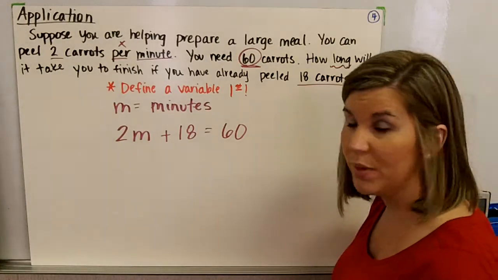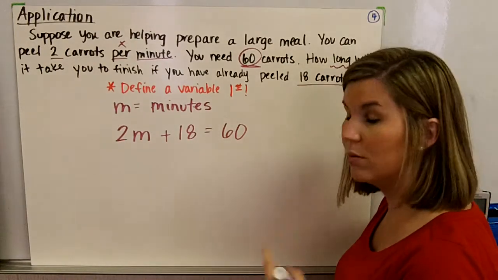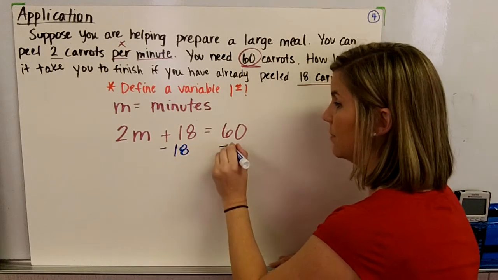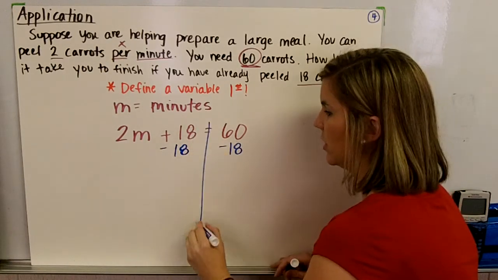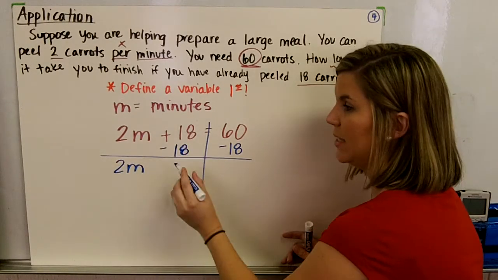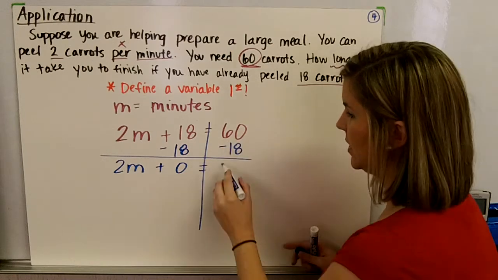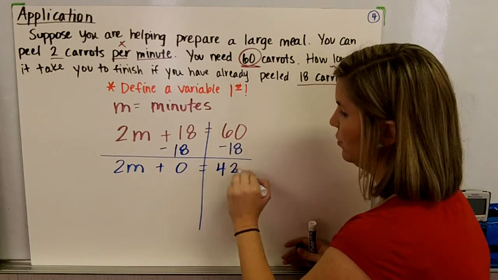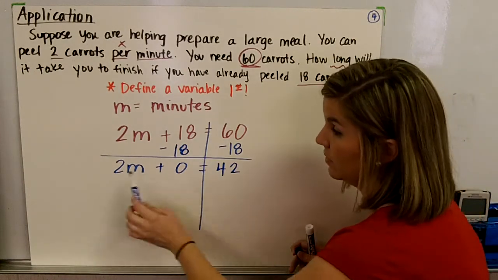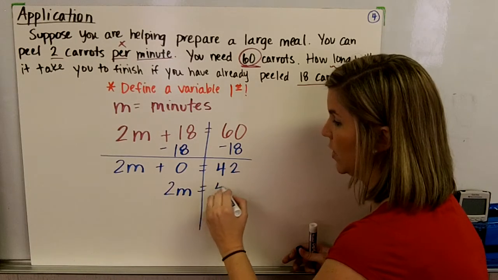So this is a 2-step equation because we have multiplication and addition happening. So first thing we're going to do is subtract 18 from both sides. Let's draw out a line. So we have 2m plus 18 minus 18 is just 0. 60 minus 18 is 42. And now we have to simplify. So 2m plus 0 equals 42. 2m equals 42.